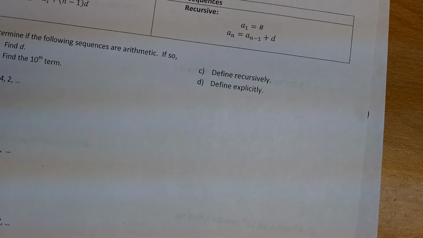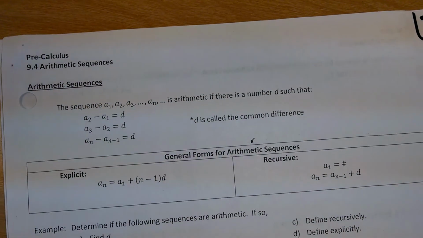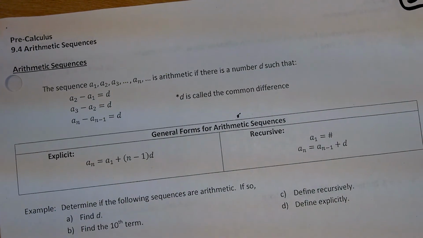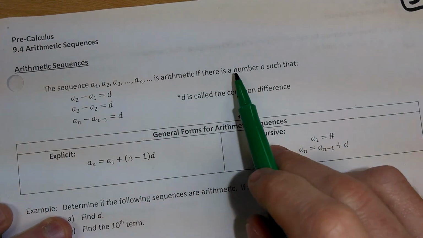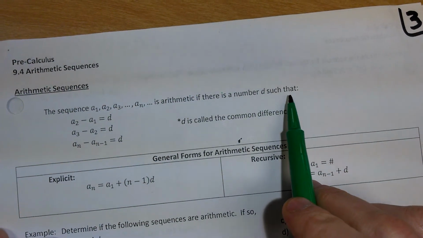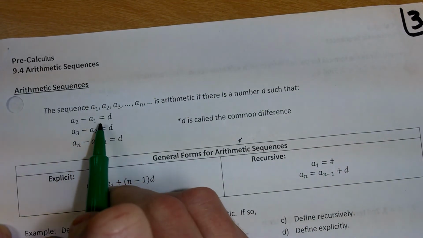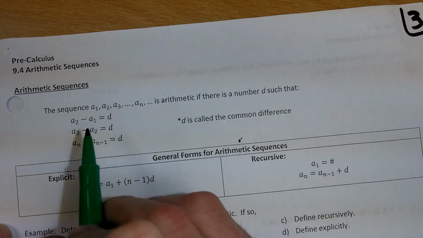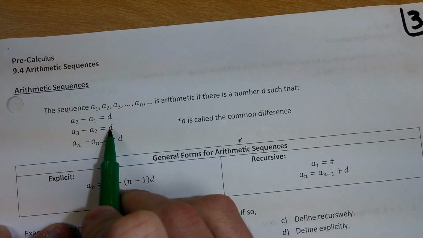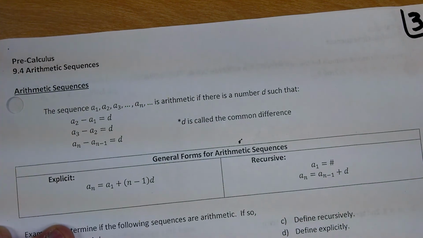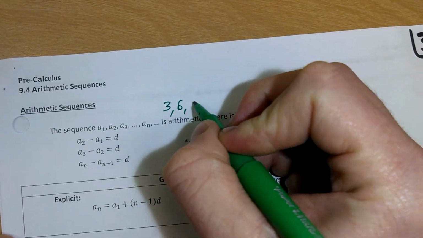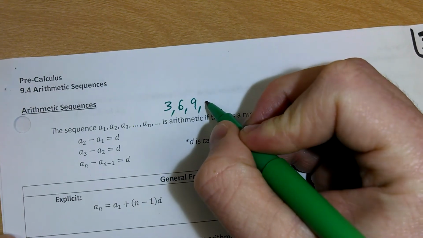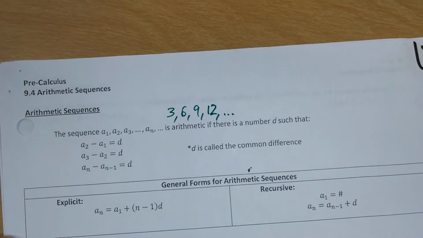Okay, there are a few specific types of sequences that occur frequently, and the first one is an arithmetic sequence. An arithmetic sequence is arithmetic if there is a number d such that the second term minus the first term is some constant d, the third minus the second is that same number, and so on and so forth. So if we have a sequence, so let's say 3, 6, 9, 12, and so on.